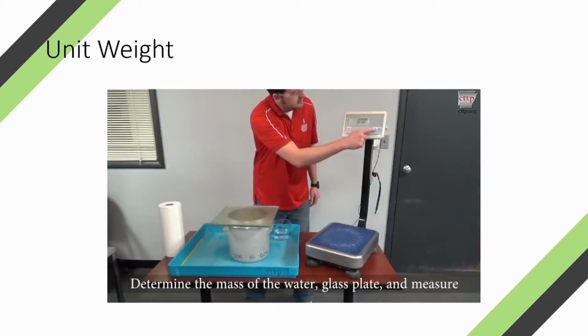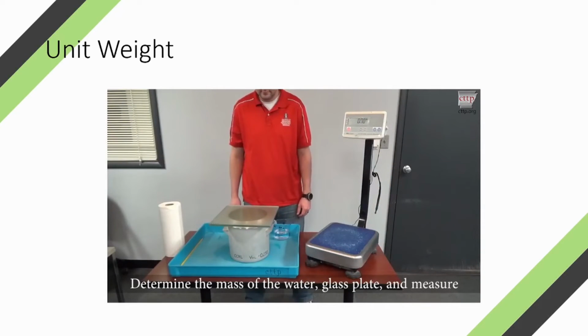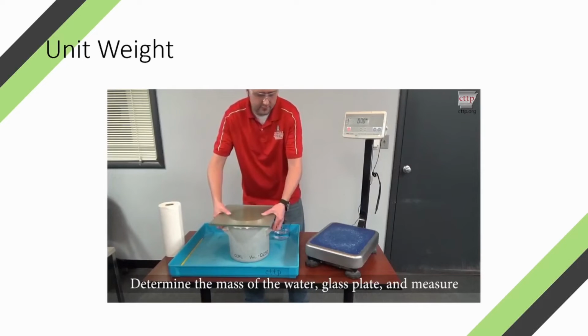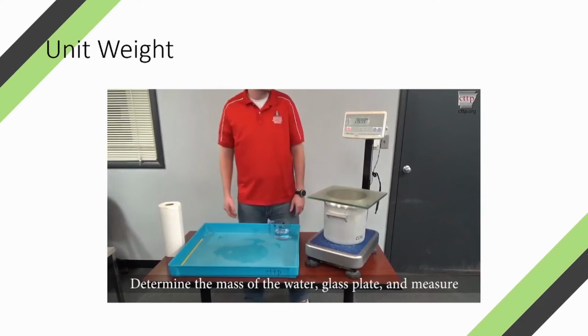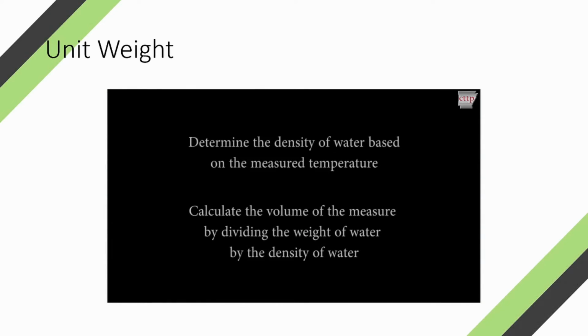The idea here is the scale is zero. Place the measure filled with water and glass plate on the scale platform. Record the mass of the water, glass plate, and measure. Then determine the density of the water based on the measured temperature.